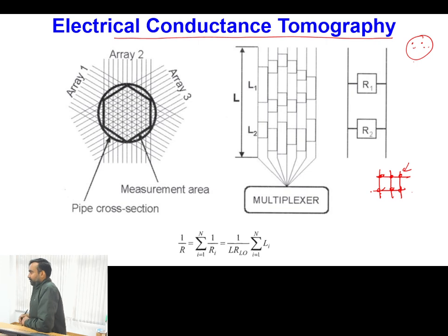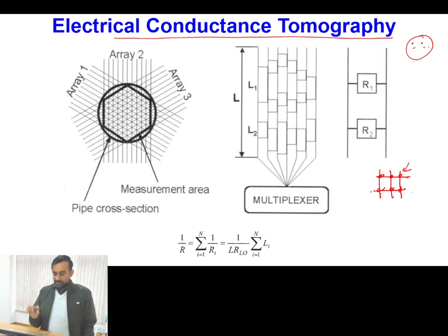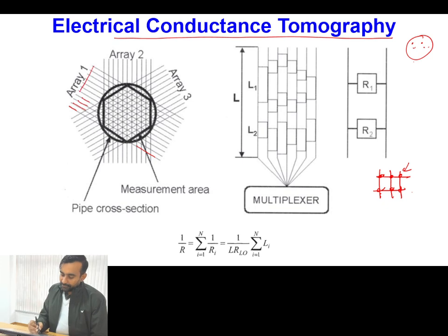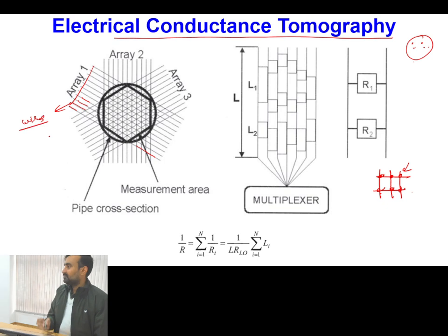Flow will be disturbed, so our flow pattern should also not be disturbed. Okay, so see here what we have. What is this? This is an array of electrical wires. One array of electrical wires.